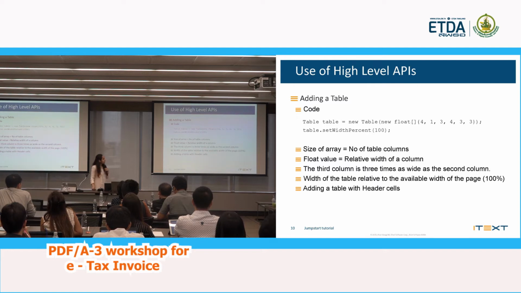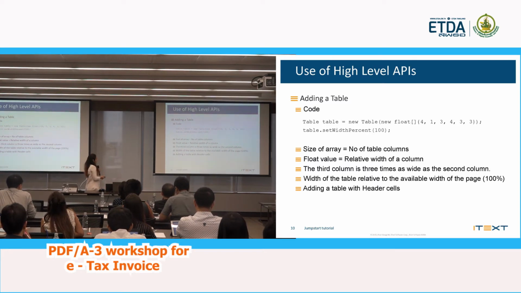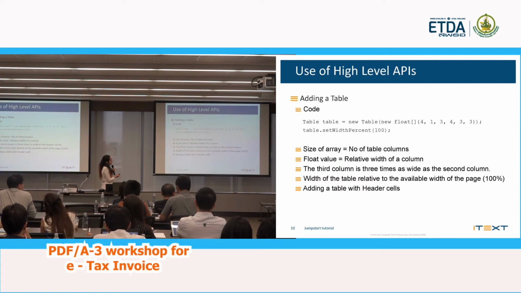So using high-level APIs, you can also add a table. When you add a table, you can define the number of columns in this float array. The size of your array will give you the number of columns, and the digit value of the column would give you the width. For example, the first column is 4 times the width of the second column. You can set the width percentage as depicted in the second line.